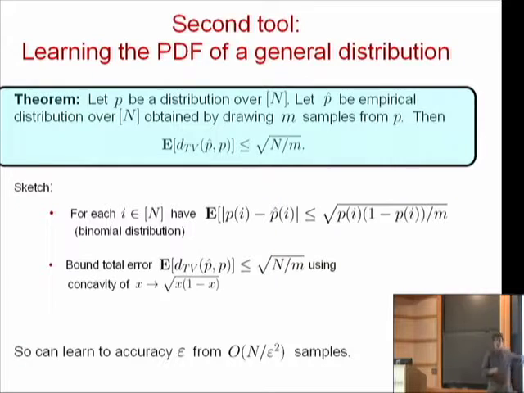And this, too, you can prove with VC theory. You can also give a very simple, slick proof, from Berger's paper, where you just analyze the expected error on a given point. It's just a binomially distributed random variable, and then you can bound the total error very simply using a concavity argument. So the bottom line, which is something we'll use, is that you can learn any distribution over an n-element set to variation distance epsilon using n over epsilon squared samples. So we'll use that.